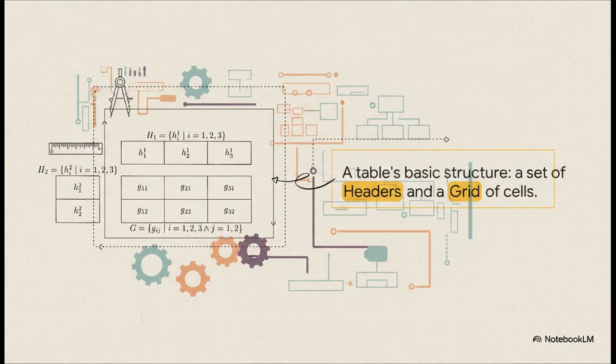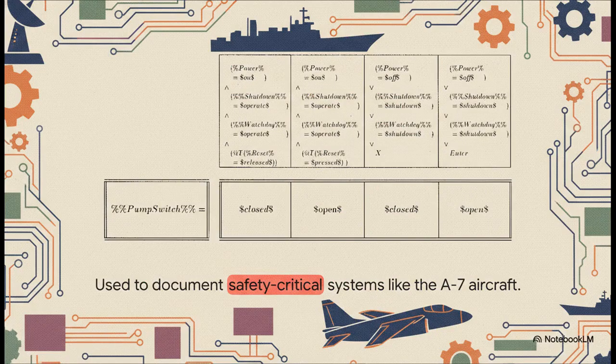And at its core, a software table is just dead simple. You've got your headers, they define the categories or variables, and then you have a grid of cells to hold all the specific logic. You can think of it like an empty template for our blueprint. It's clean, it's organized, and it's just ready to be filled in. But you should not let that simplicity fool you. This exact structure was used to document the software for the U.S. Navy's A-7E aircraft, a system where just one tiny error could be absolutely catastrophic. So this isn't just some academic theory. It's a proven, battle-tested method for building safer, more reliable systems.